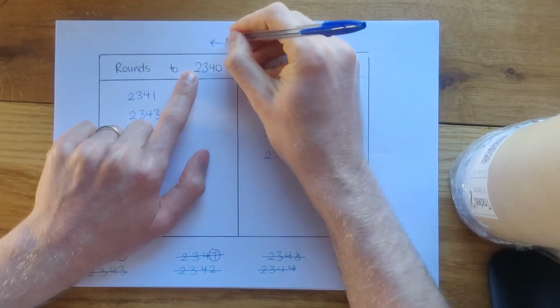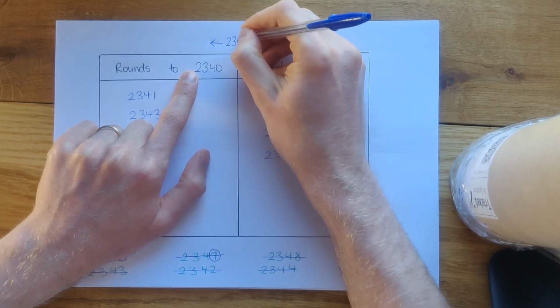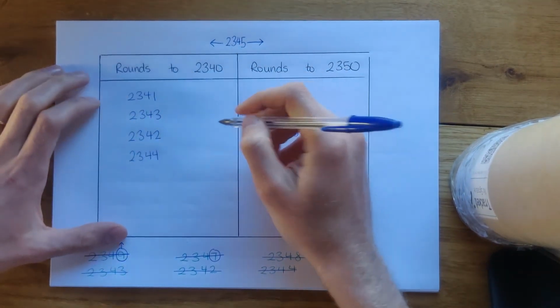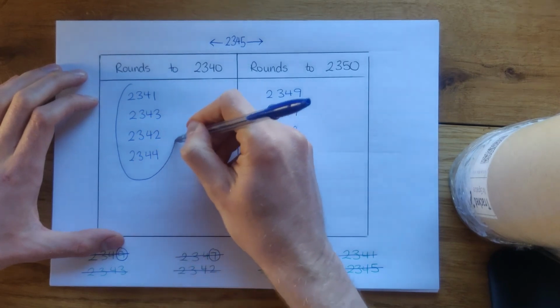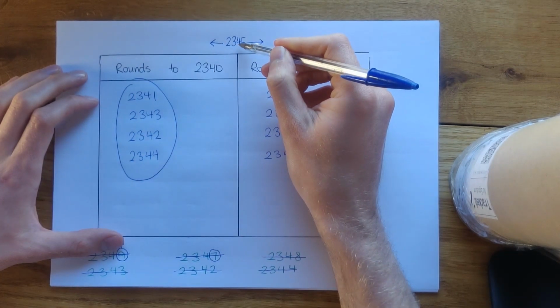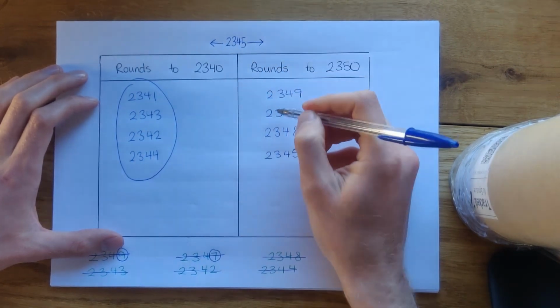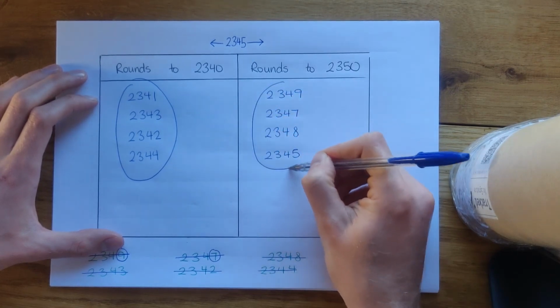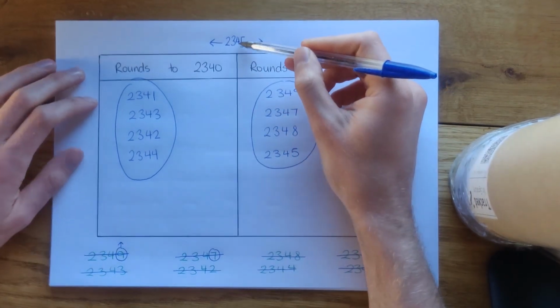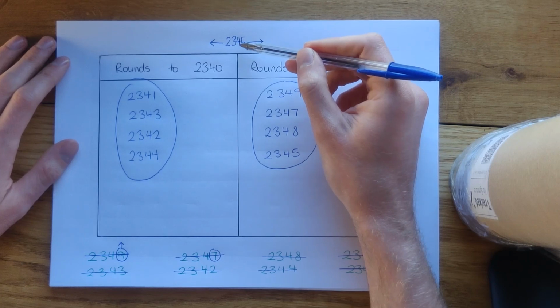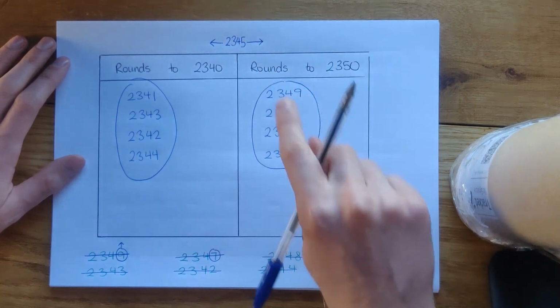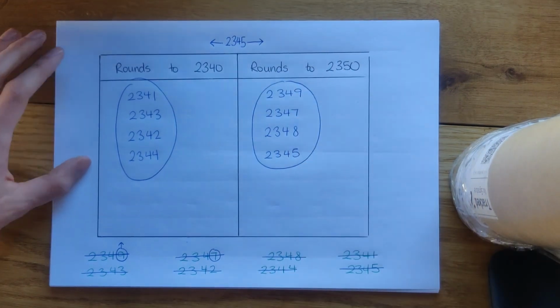For these numbers, it would be 2,345. All of these numbers here are less than that middle number. They're all less than 2,345. And all of these numbers here, they're all more than that middle number. They're all more than 2,345. So we've rounded these ones up.